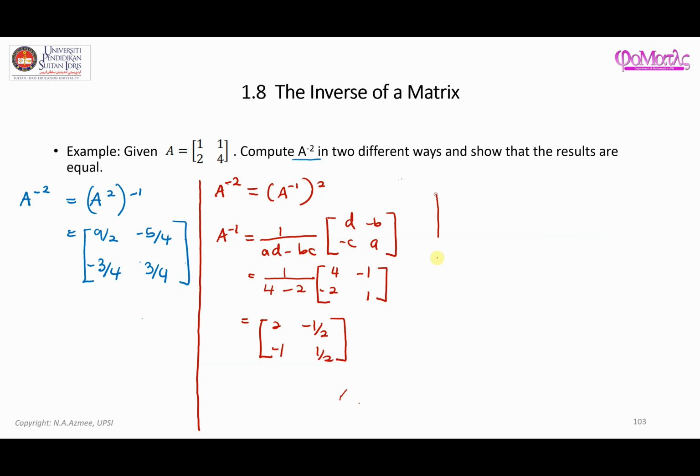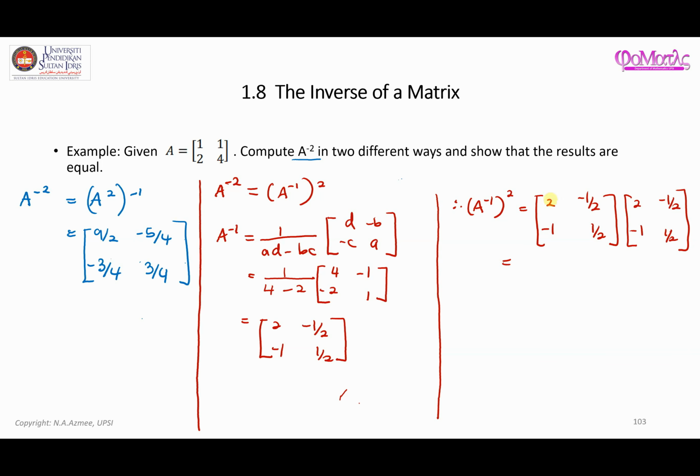Okay, so therefore the inverse multiplied by itself is going to be 2, -1 over 2, -1, 1 over 2, times 2, -1 over 2, -1, 1 over 2. So here we have 2 times 2 is 4, 4 plus 1 over 2. So that will be 9 over 2. Then -1 minus 1 over 4. So -1 minus 1 over 4.